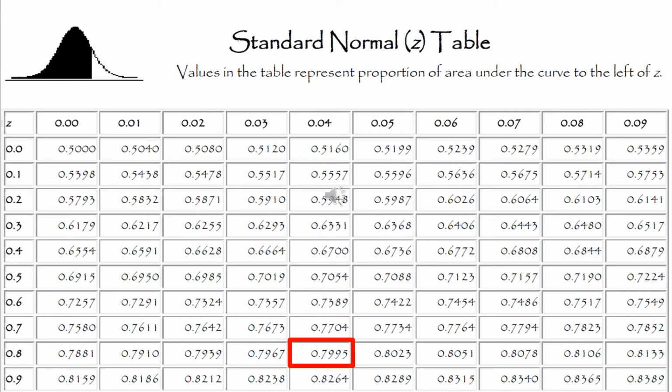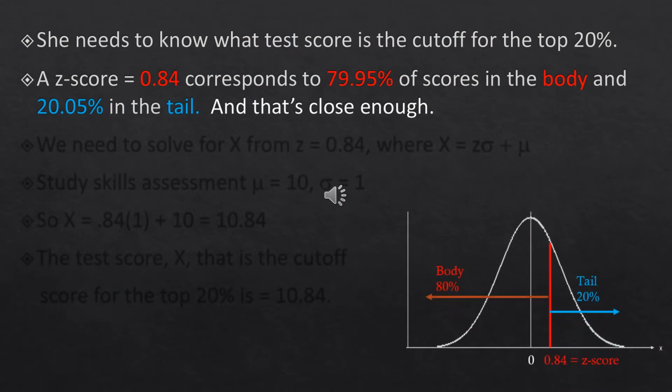It looks like 79.95% of the scores is about as close as we can get to 80% of the scores. And for that number, a z-score that's associated with 79.95% of the scores is 0.84. So we know that a z-score of 0.84 corresponds to 80% of the scores in the body and 20% in the tail. But she wants to know what score separates the top 20% from the bottom 80%.